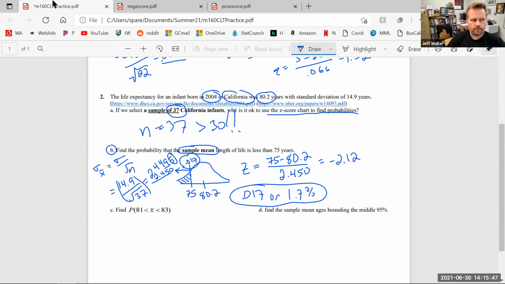Okay. And again, also, this is not 1 infant. This is 37 infants. So what's the probability that 37 people born in 2004 die before they hit 75? It's going to be kind of low since the average is 80. So, I mean, all that together does make it make sense.